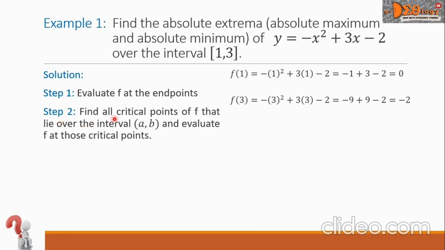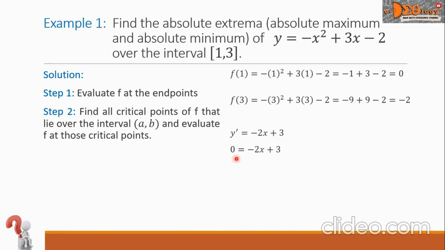Step 2. Find all critical points of the function f that lie over the interval from A to B, and evaluate f at those critical points. Looking for the critical points, first we will take the derivative of the function. So we have now y prime equals negative 2x plus 3. We can see here that our derivative is a polynomial function, so the derivative is defined in all its domain. Next, let us set y prime to 0.